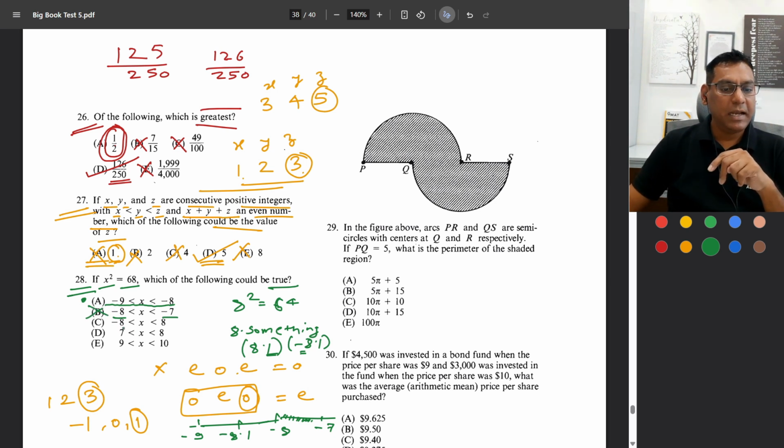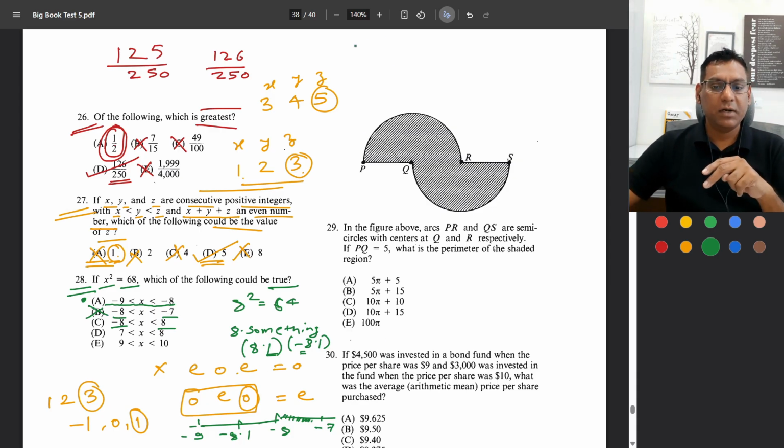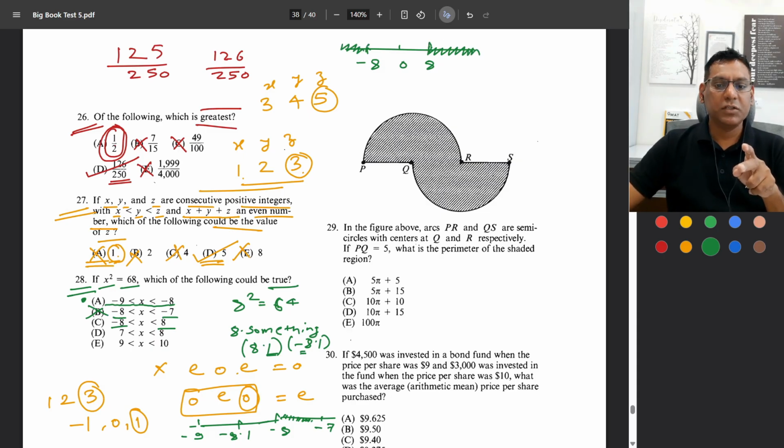So this is out. Can it lie between minus 8 and 8? No, because it will have to be either 8.1 or minus 8.1, right? So minus 8 to 8 is like this, whereas our number is lying somewhere outside of 8 or somewhere outside of minus 8.